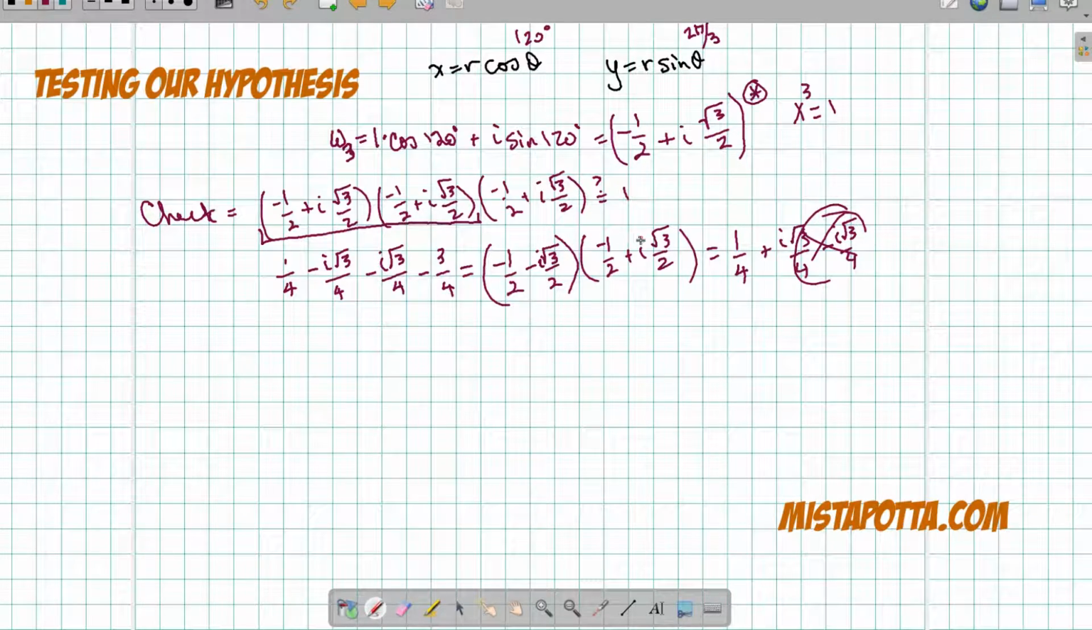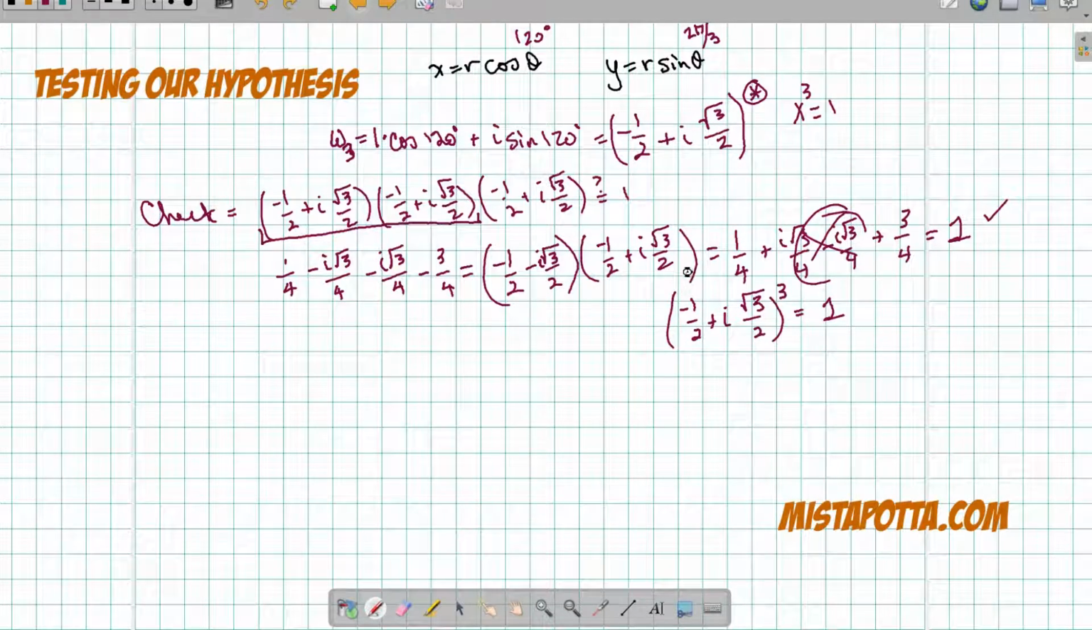And then negative times a positive is negative. i times i is a negative, so that's just going to give me plus 3/4. And 1/4 plus 3/4 is 1. So this checks. This omega that we've got here, this negative 1/2 plus i root 3 over 2, when I cube it, I do get 1. So that means that this is what we would call a root of unity, because cubing it gets me 1.